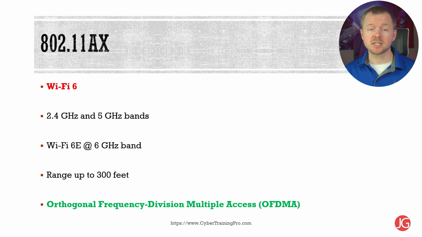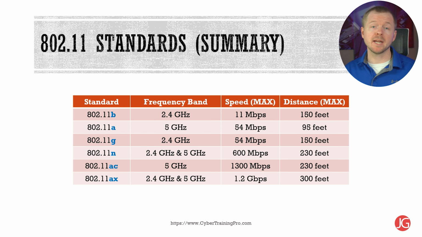The Federal Communications Commission, or the FCC, in the United States limits Wi-Fi standard distances to around 300 feet, but 802.11ax performs better as you reach that limit when compared to its predecessors. Here's a quick summary chart of all the 802.11 standards that you need to know about.